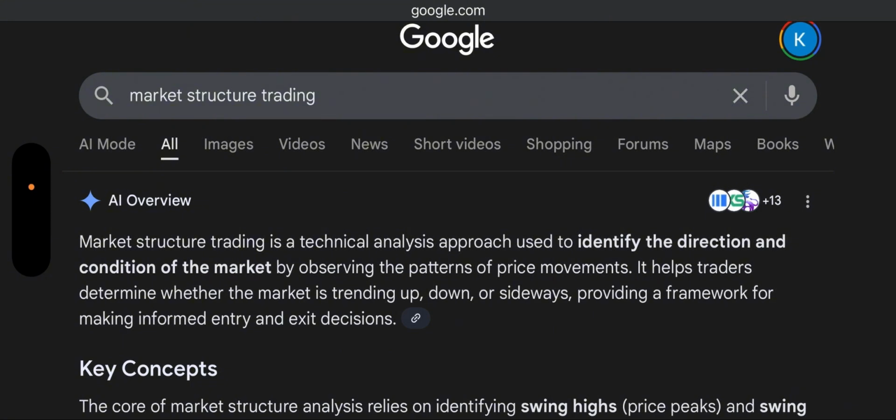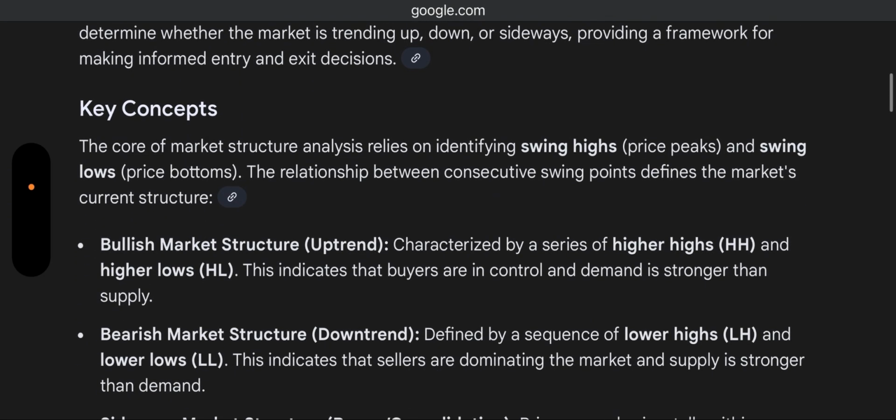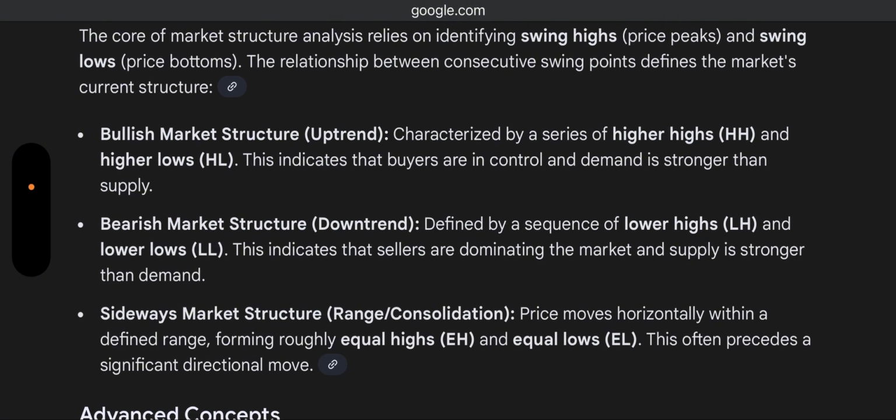To identify market structure, you can simply say market structure is the structure of the market. And we have three types of market structure. We have the bullish market structure, that is the uptrend, meaning the market is going up, creating higher highs and higher lows. Then second, the bearish market, which is a downtrend. Market is selling. Then we have the sideways market.